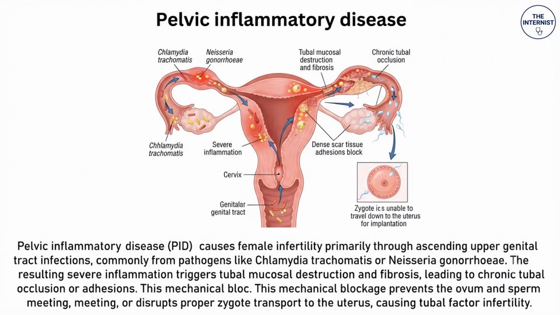Pelvic inflammatory disease causes female infertility primarily through ascending upper genital tract infections, commonly from pathogens like Chlamydia trachomatis or Neisseria gonorrhoeae. The resulting severe inflammation triggers tubal mucosal destruction and fibrosis, leading to chronic tubal occlusion or adhesions. This mechanical blockage prevents the ovum and sperm from meeting, or disrupts proper zygote transport to the uterus, causing tubal factor infertility.